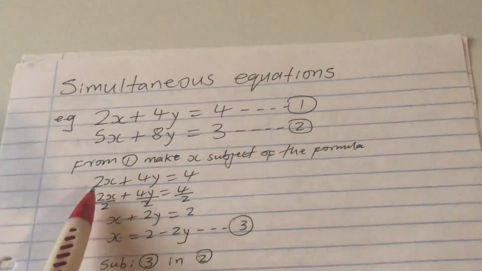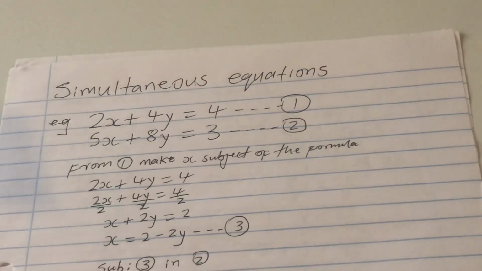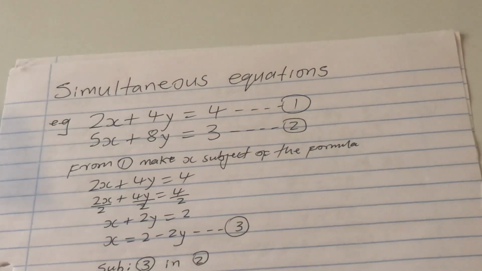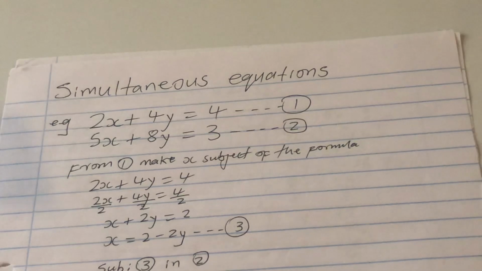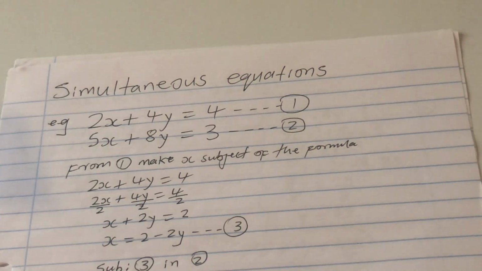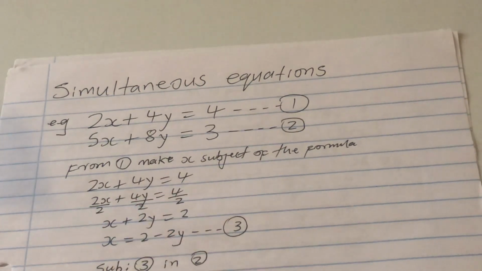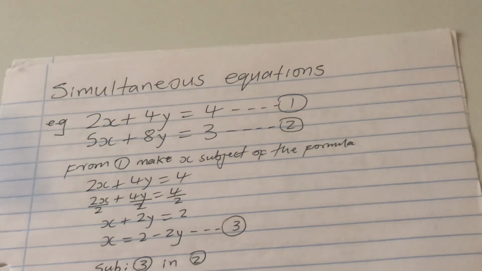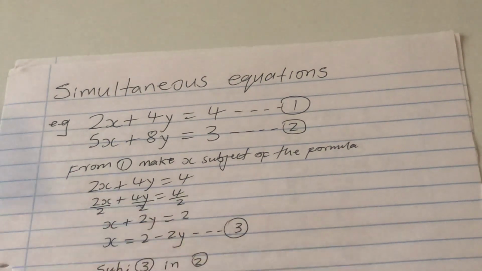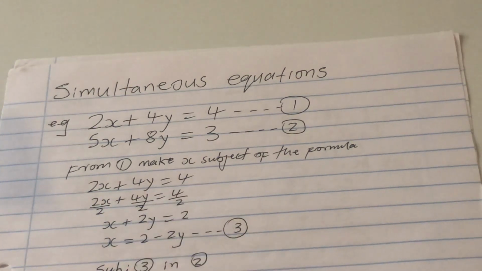As you can see, I've copied it here. 2x plus 4y equals 4. If you check all the terms here, they can be reduced or simplified to a small number. What do I mean by this? I have 2x, 4y, and 4. There is a highest common factor of 2, 4, and 4, which goes into 2 and also 4 and 4 and leaves no remainder.